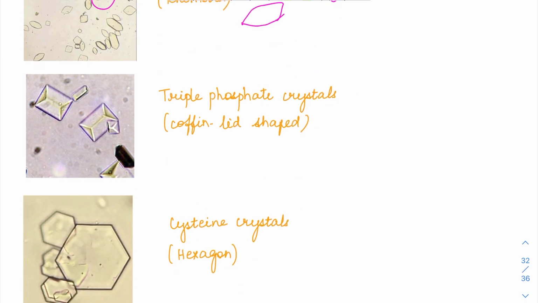Then you have these triple phosphate crystals. We have already seen about triple phosphate crystals when we were discussing xanthogranulomatous pyelonephritis, right? It was associated with Proteus infection. And here we had the struvite stone formation along with the triple phosphate crystals. Triple phosphate crystals were coffin lid shaped.